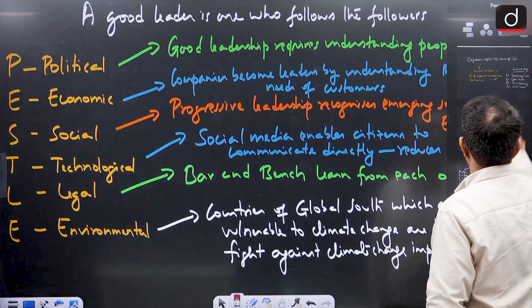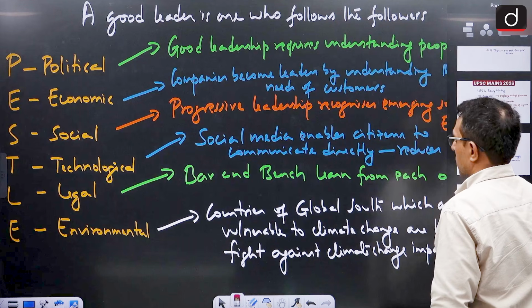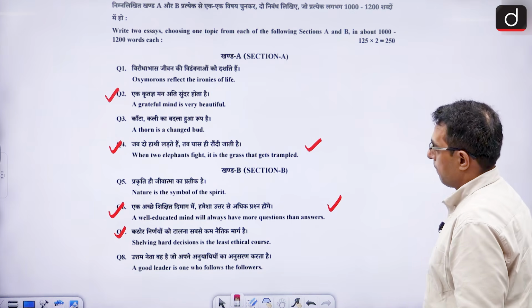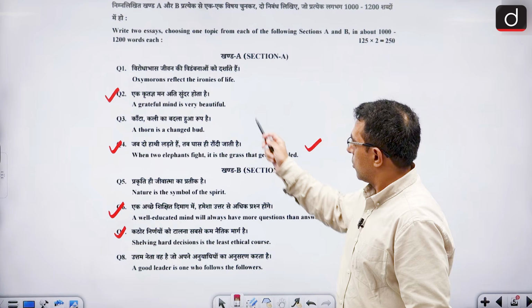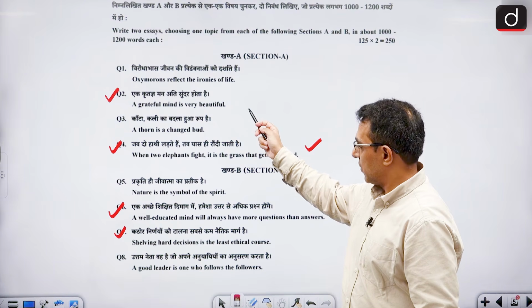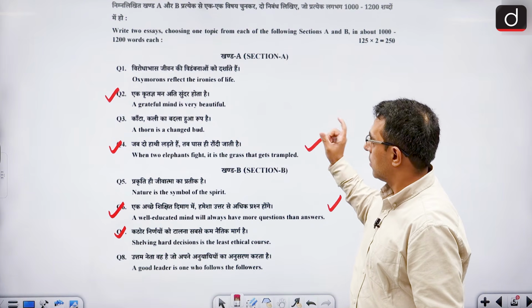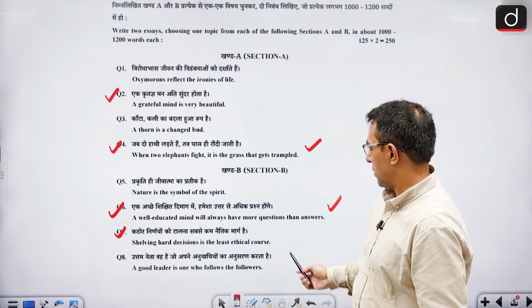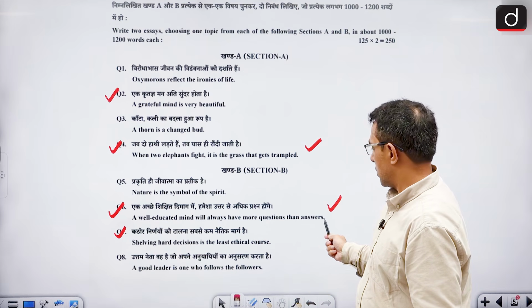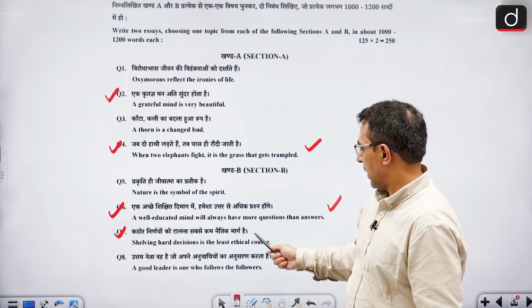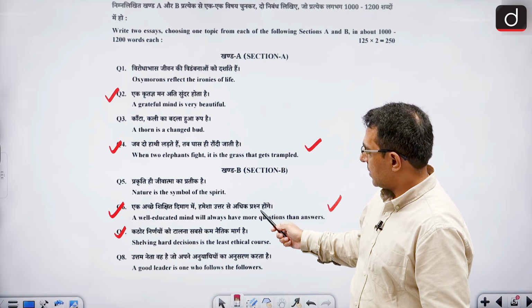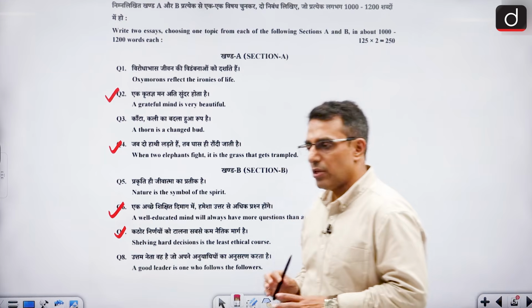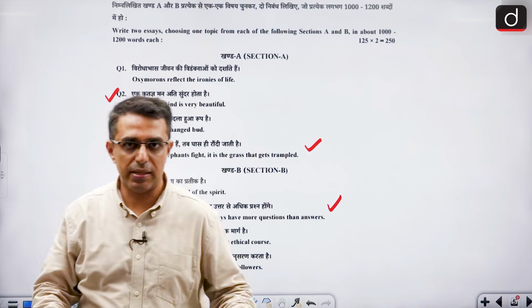are topic number 4. When two elephants fight, it is the grass that gets trampled. Topic number 2, a grateful mind is very beautiful. These two from section A. And a well-educated mind will always have more questions than answers. Topic 6. And shelving hard decisions is the least ethical course. So 2, 4 and 6, 7. These are my choices for writing an essay in this paper.